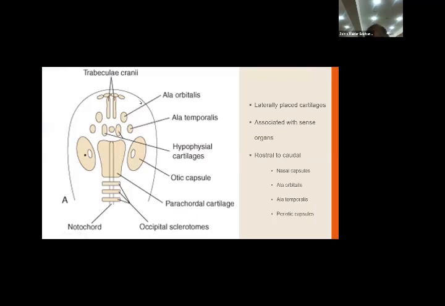Any questions so far? नहीं है. अच्छा जी.